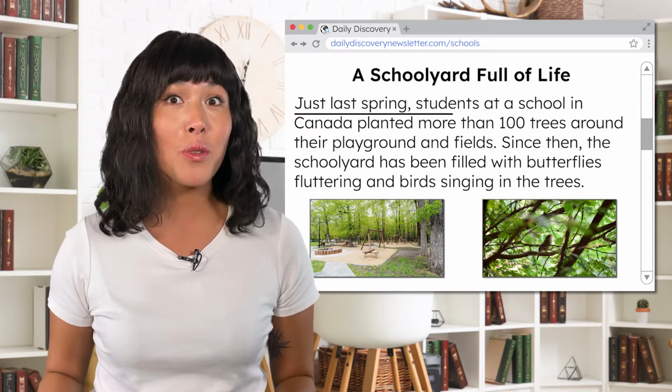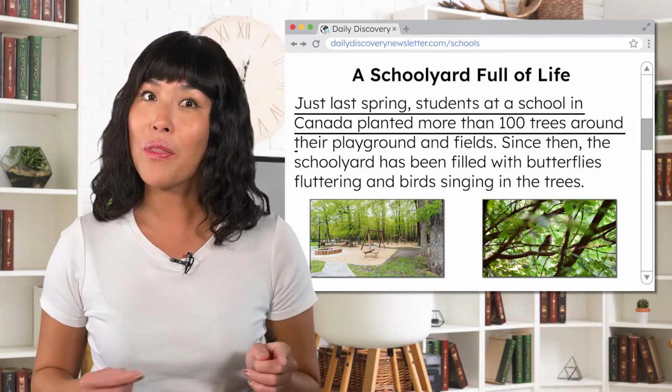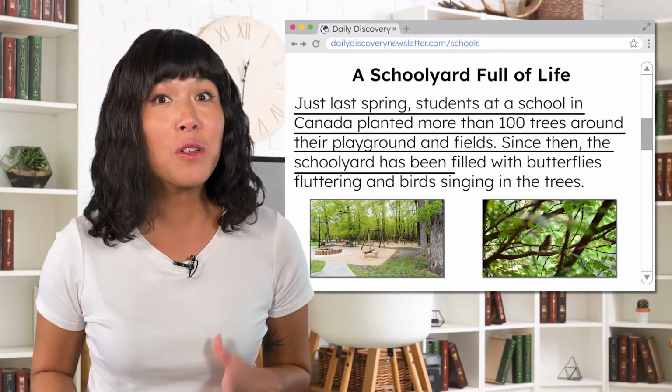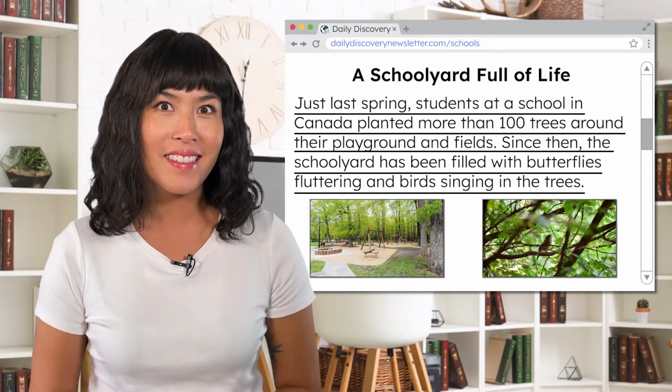Just last spring, students at a school in Canada planted more than 100 trees around their playground and fields. Since then, the schoolyard has been filled with butterflies fluttering and birds singing in the trees.